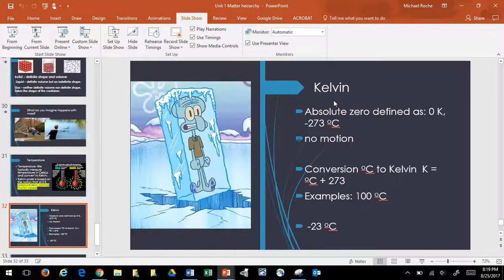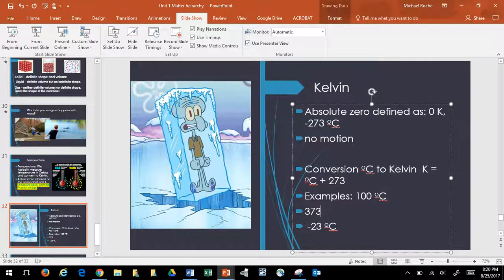Kelvin is the same as Celsius, except it's off by 273. So absolute zero is defined as minus 273 degrees Celsius. That's where there's no motion. The conversion is Kelvin will equal degrees Celsius plus 273. So for example, if we had 100 degrees Celsius, 100 degrees Celsius plus 273, that would be 373 Kelvin. So I can even write that in, 373 Kelvin.